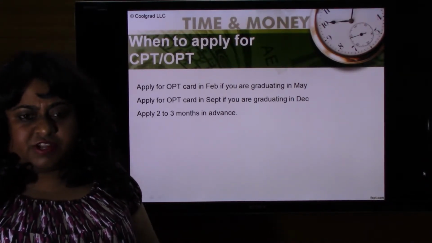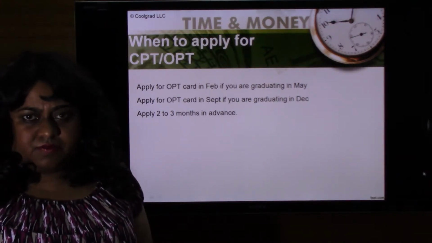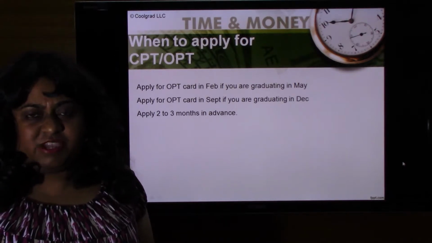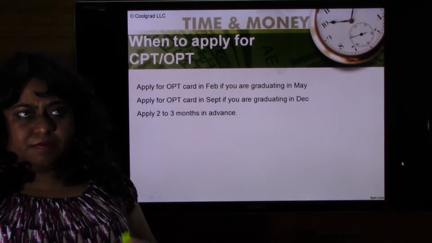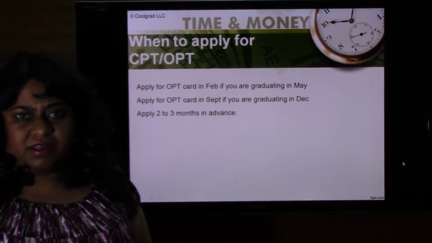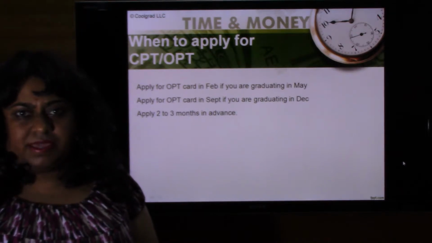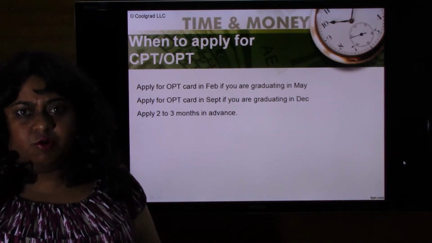So 2.5 months. After I graduated in mid-May, for 2 months I was just sitting there waiting for my OPT card because I couldn't start working. If I had applied 2 months in advance, like in February, by March, April, May, by the end of May, by the time of graduation, I would have had my OPT card. The company was waiting for me to start working, but I had to wait for 2 months sitting there doing nothing, just waiting for the OPT card.